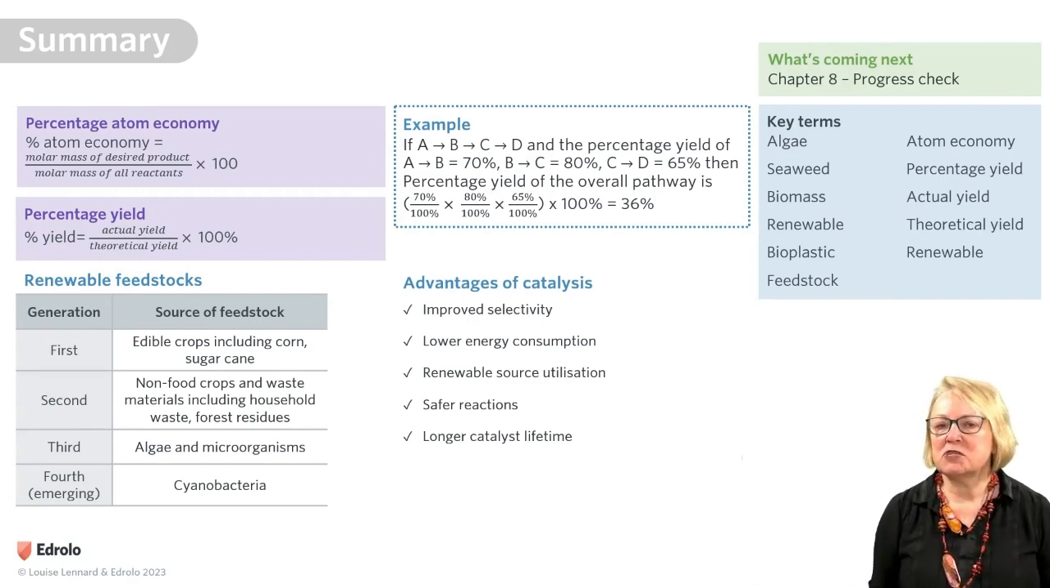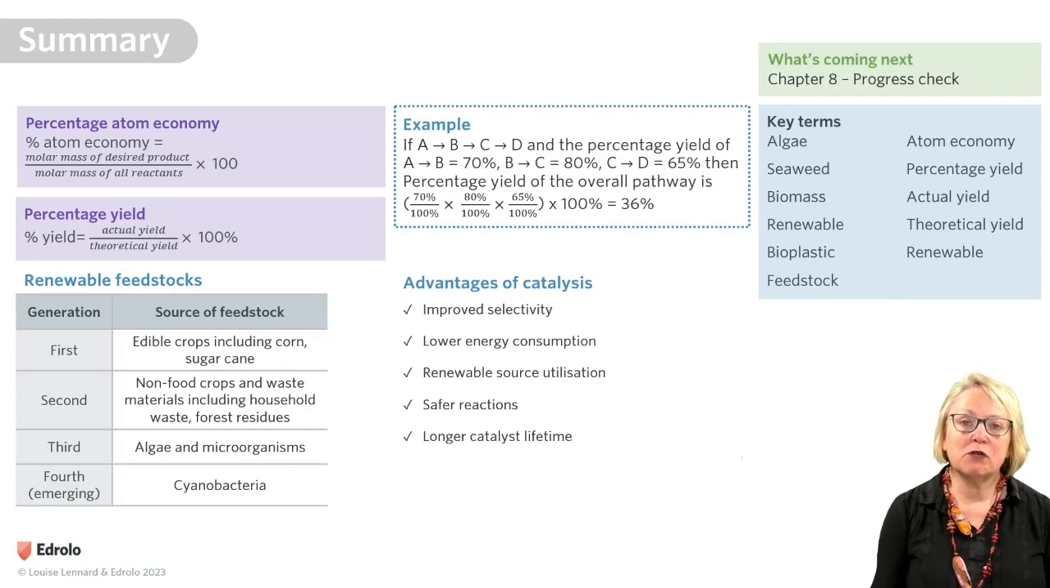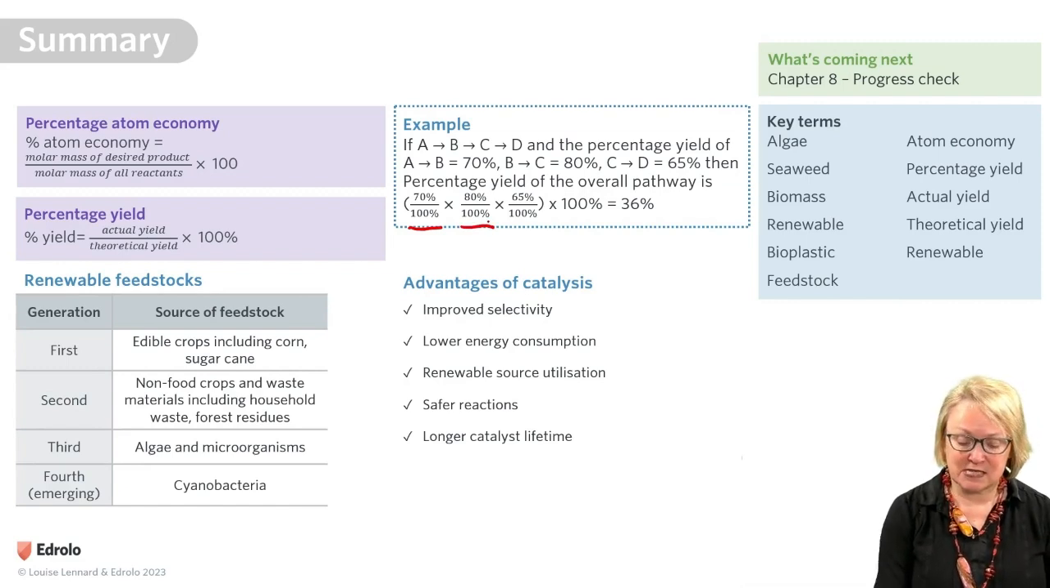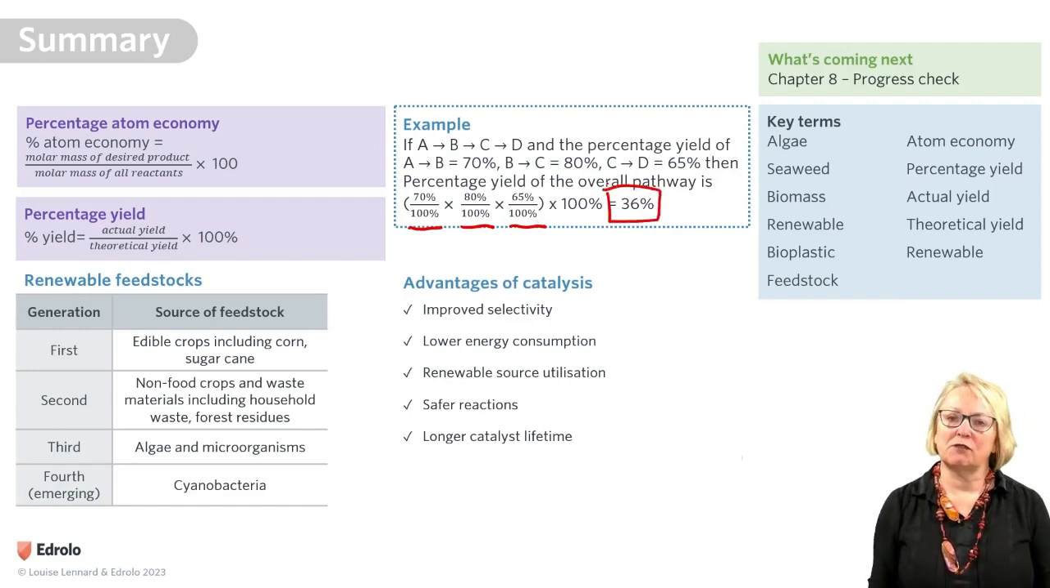If we have multiple steps in the production of an organic chemical and they have different percentage yields, then the overall pathway is taking the percentage yield of the first step multiplied by the percentage yield of the next step by the final step times by 100 to get, in this example, 36% for the overall process.